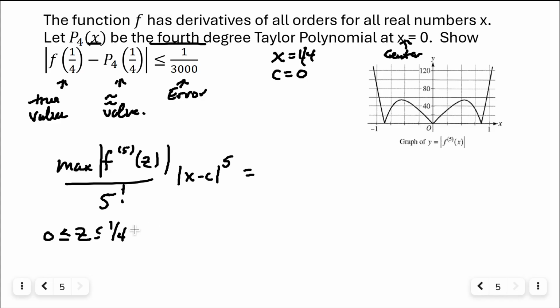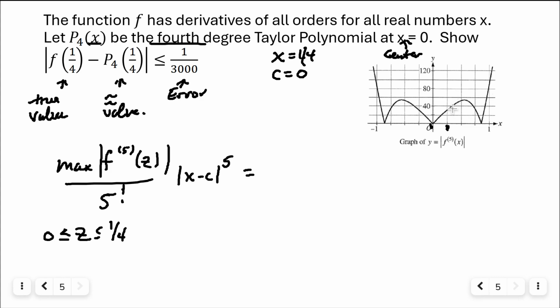All right, so now here's the graph of the absolute value of the fifth derivative at x. So the question is, what value of z do I substitute in here to give me the maximum answer? Well, if I look at the graph, I'm looking for the maximum y that I can get between 0 and 1/4, here and here. Well, the maximum value that I can get is here, right? That's the maximum value between 0 and 1/4, but I don't know what this value is. So I'm going to have to estimate up to the first value that I actually know the value for.